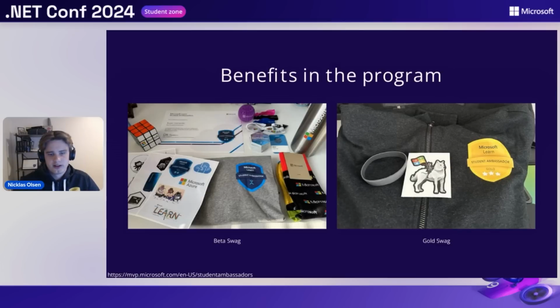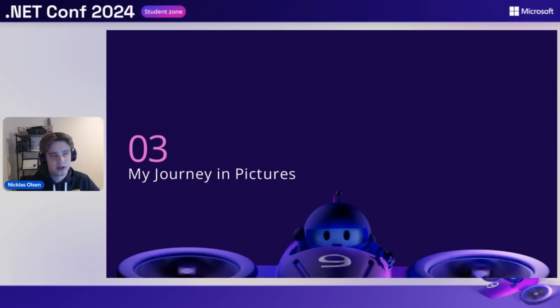And just to give you a quick overview of the benefits, we have the beta swag kit here in the left picture, and you will get some stickers, a shirt, socks, and some other great things as well. The gold swag kit, on the other hand, here is the sweatshirt that I'm wearing today, and also some stickers and a backpack as well. So that's a little bit about the benefits.